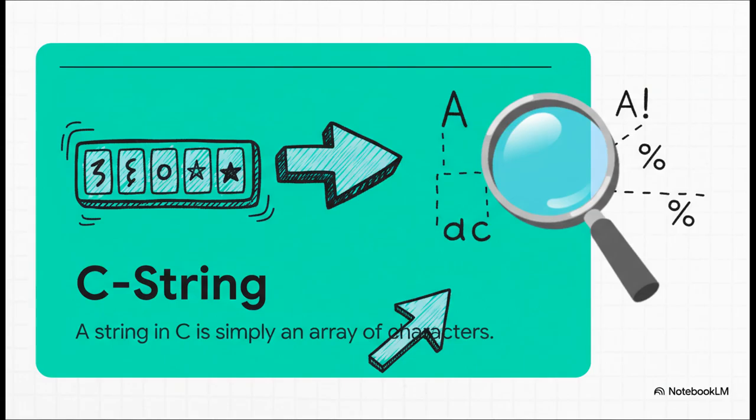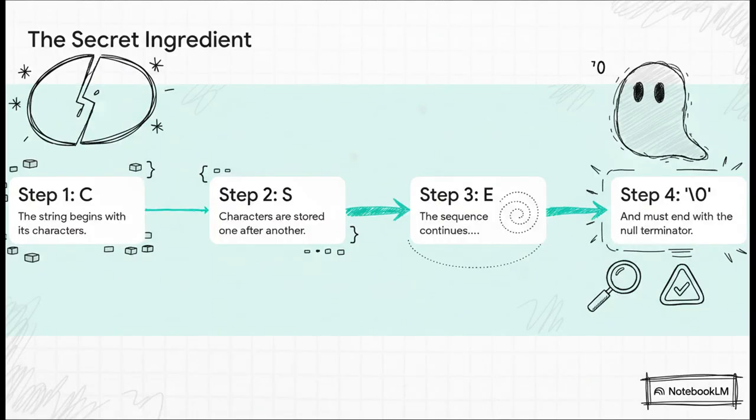That's it. It's just a bunch of individual letters, numbers, and symbols, all sitting right next to each other in a line in memory. And this brings us to the single most important rule of C strings. Every single string has a secret ingredient at the very end. It's a special character called the null terminator. It looks like a backslash and a zero. Now, this little guy is totally invisible, but it's the critical signal that tells functions like strlen where to stop counting. Without it, the function would just keep on reading through memory forever. And believe me, that's how you get chaos.